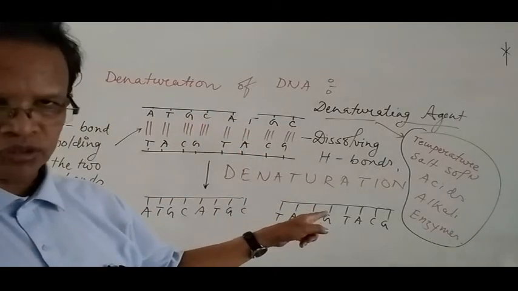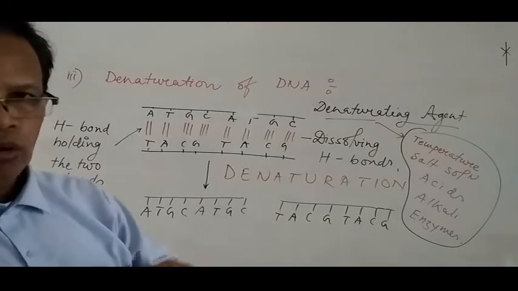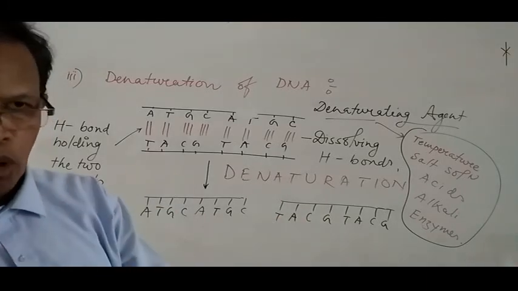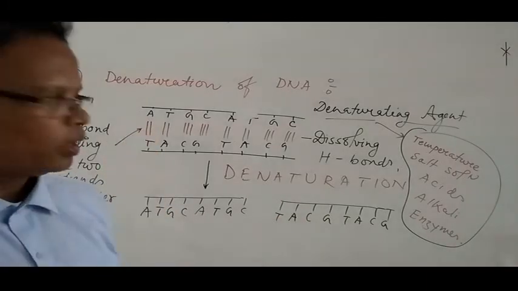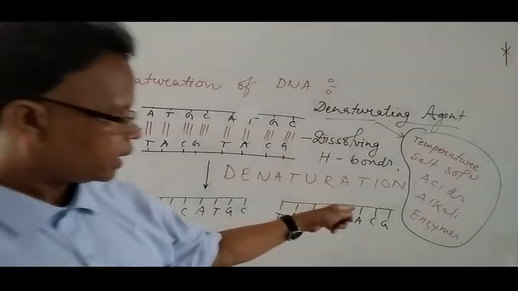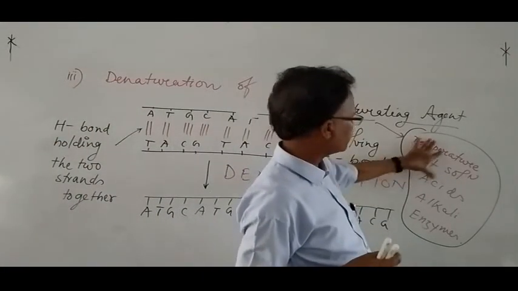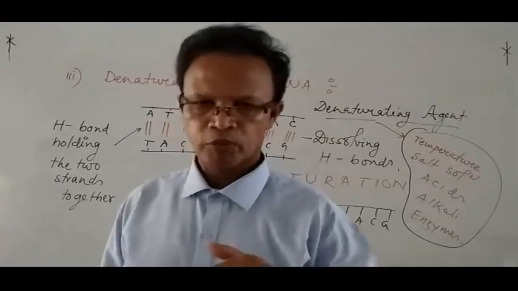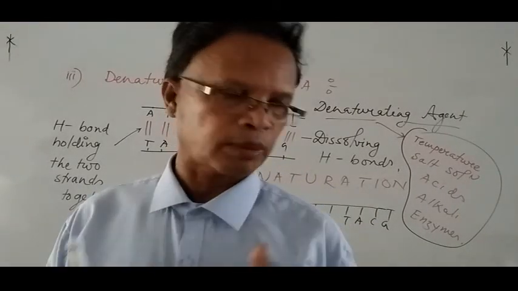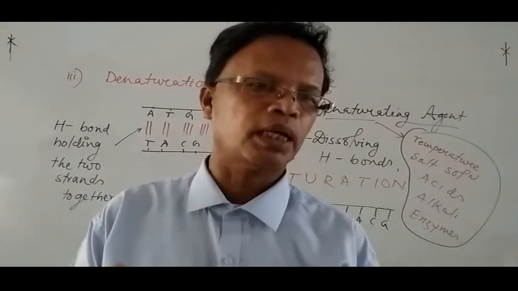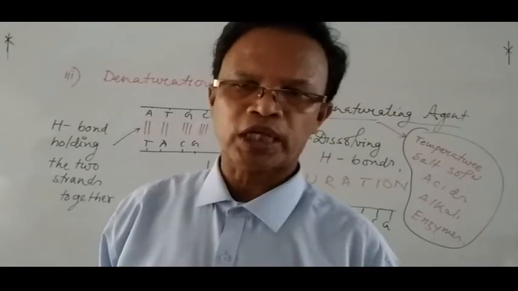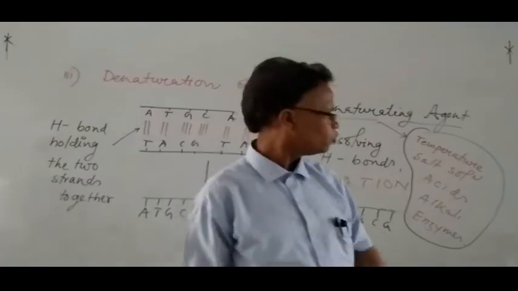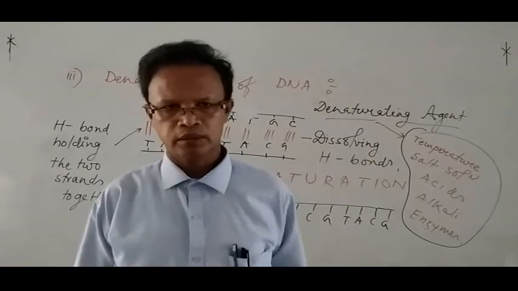But enzymes are called in vivo denaturing agents, in vivo. Alkali or temperature are in vitro agents. I mean, suppose we want to separate two strands of the DNA molecule in laboratory conditions outside a living being, then we use any one of these, maybe all of this.